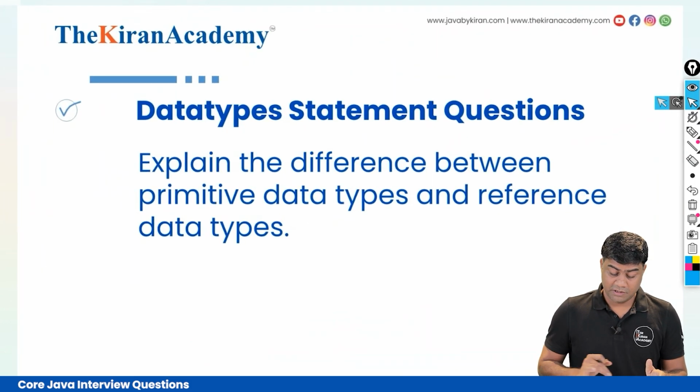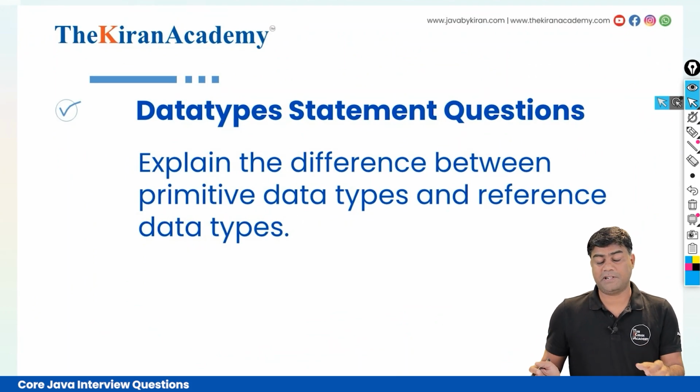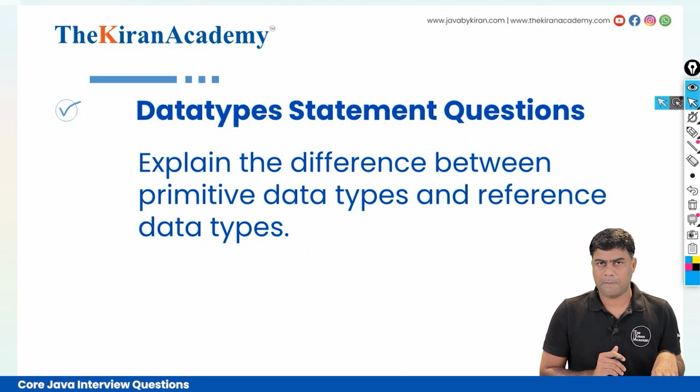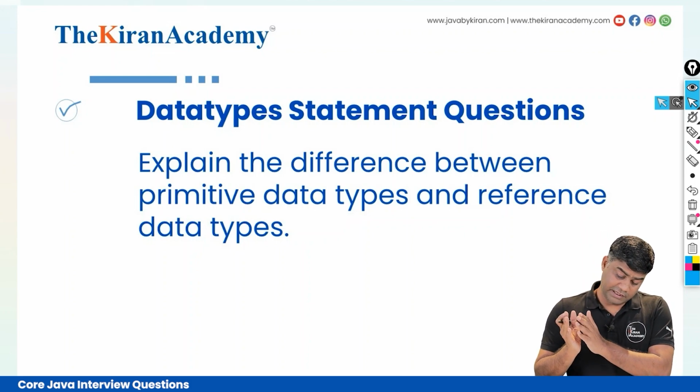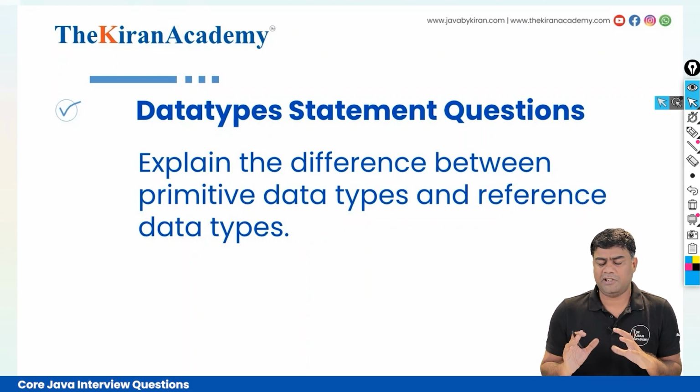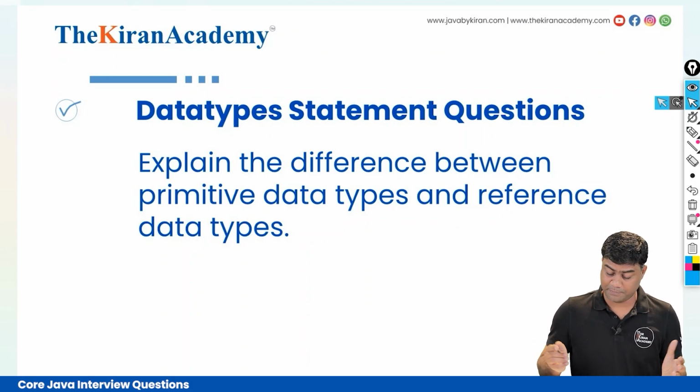The next question is: explain the difference between primitive data type and reference data type. Whatever I told, int, float, char, all these are primitive data types. They are inbuilt. These are keywords in Java. int is a reserved keyword. And reference data types are like any object you create. For example, Animal is a class, and if you create an object of it, then it will be called a reference data type.